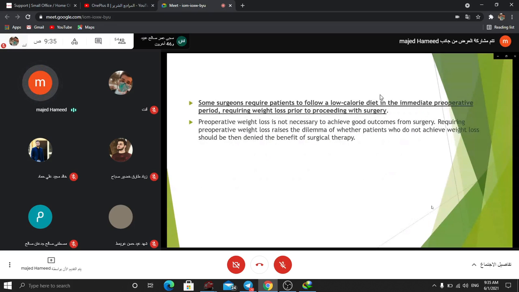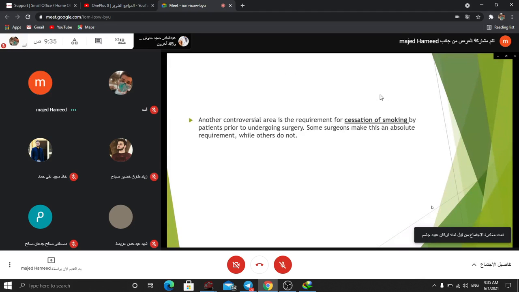Some surgeons require patients to follow a low caloric diet in the immediate preoperative period, requiring weight loss prior to proceeding with surgery. Preoperative weight loss is not necessary to achieve good outcomes for surgery. Requiring preoperative weight loss raises the dilemma of whether patients who do not achieve weight loss should then be denied the benefit of surgical therapy.